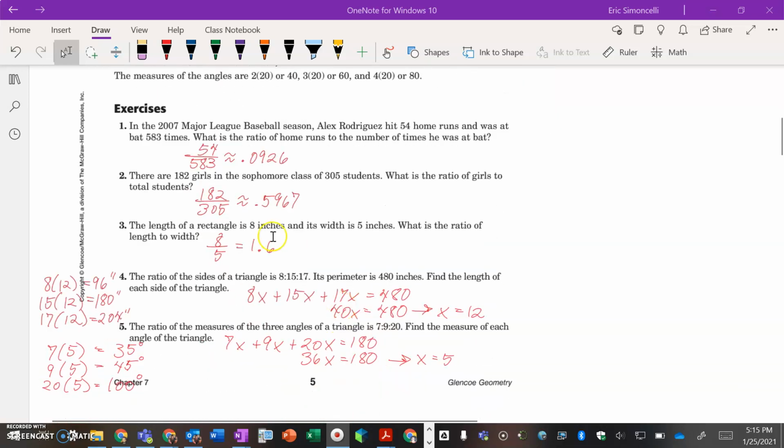The length of a rectangle is 8 inches and its width is 5 inches. What is the ratio of the length to the width? So 8 inches in the numerator divided by 5 inches in the denominator, so 8 to 5 or 1.6.